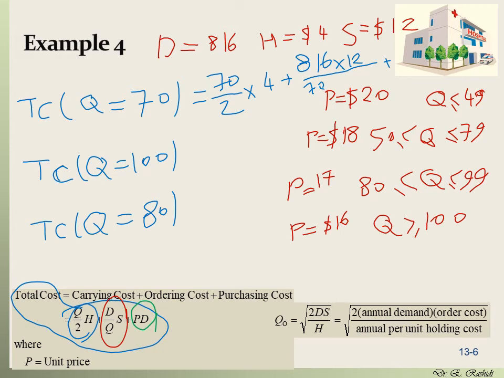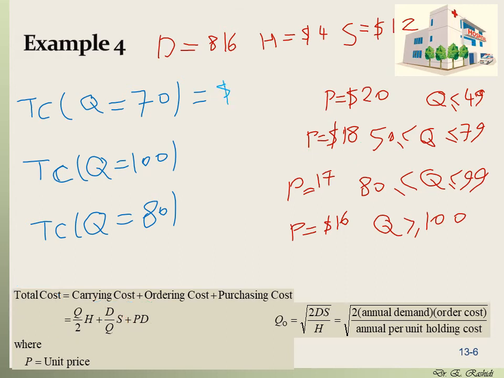The price is 18 multiplied by D. So that's 18 multiplied by demand, which is 816. If you do this math, the total cost will be $14,968. So I'm going to clear this up.